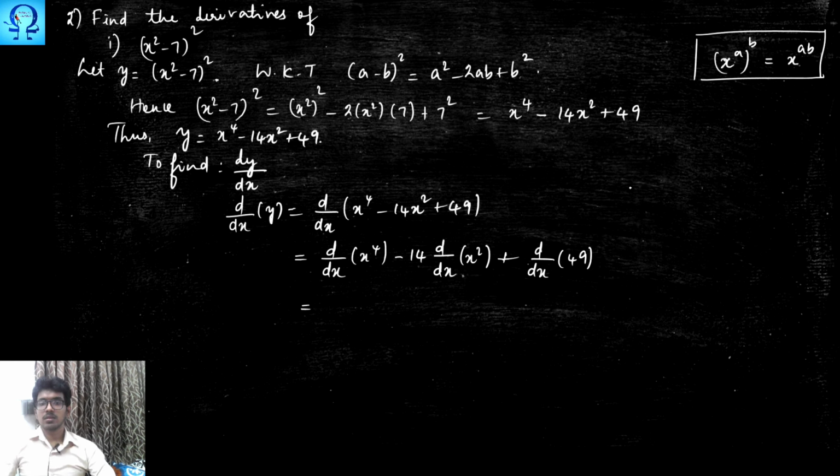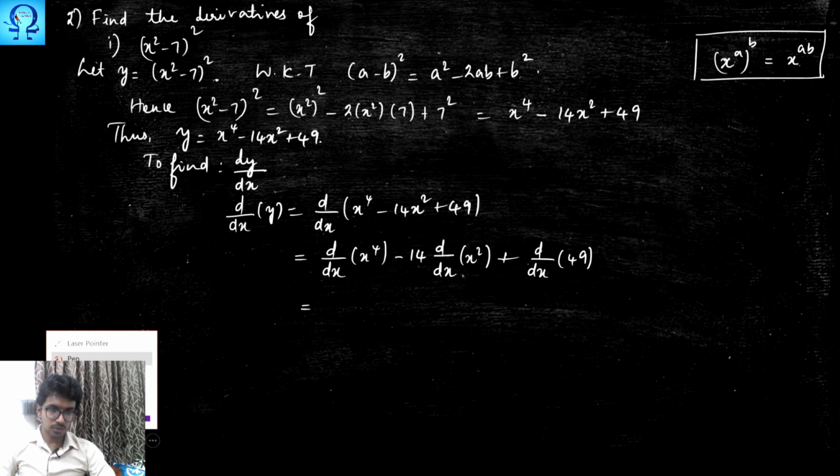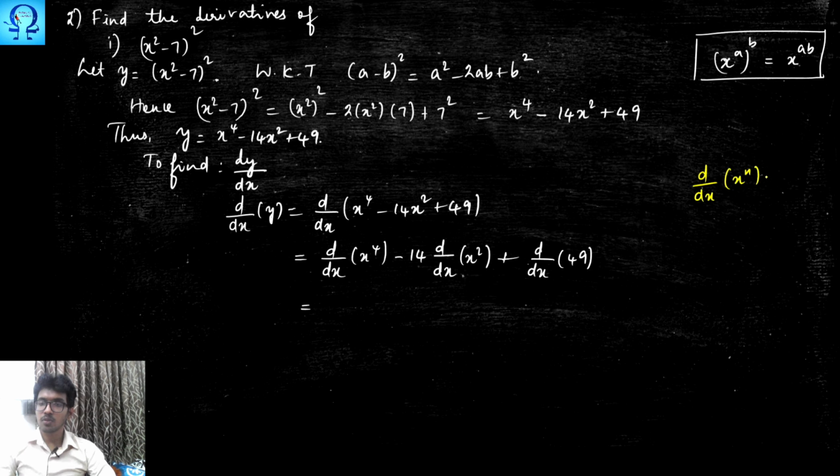Okay, here, what are the formulas that we are going to make use of? As usual, let me write that in another color. d/dx of x^n is going to be n times x^(n-1), and the derivative of any constant is 0. Okay, c is any constant here.